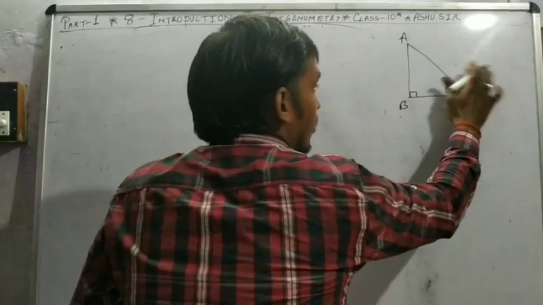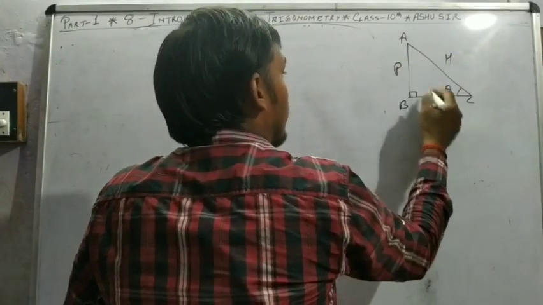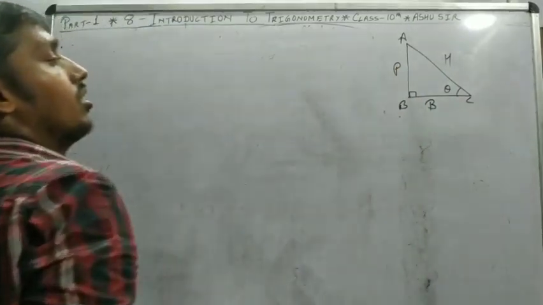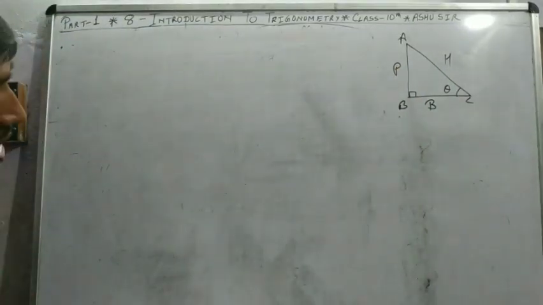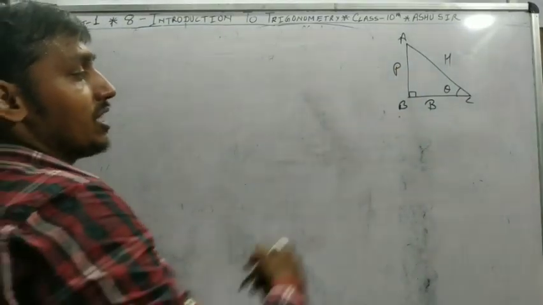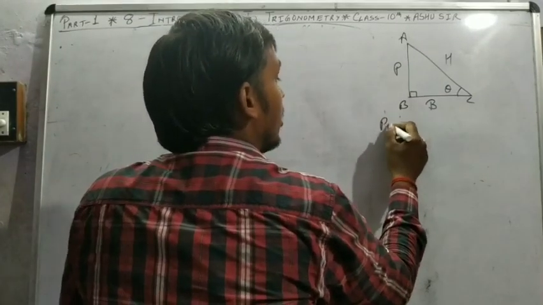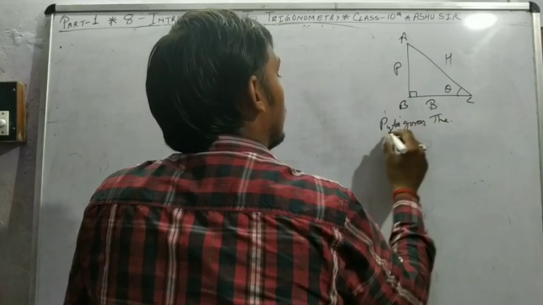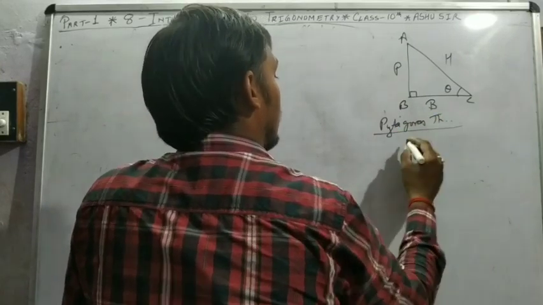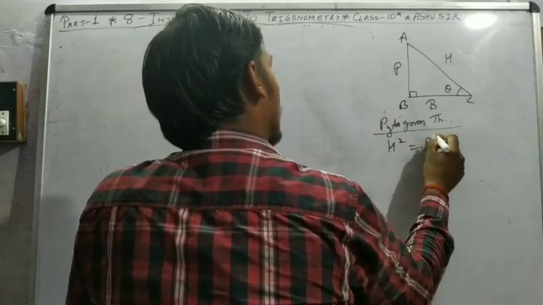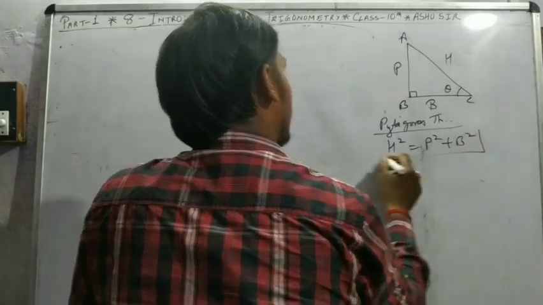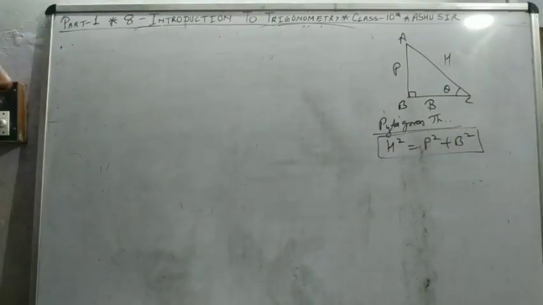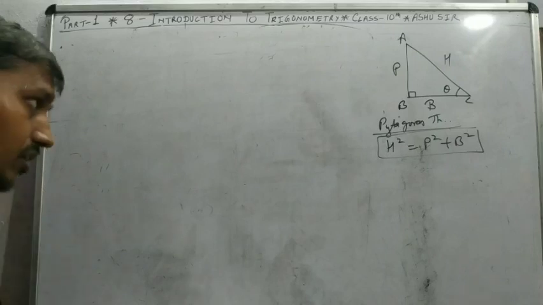So hypotenuse, perpendicular and base. One relationship you must always know in a right triangle is the Pythagoras theorem: hypotenuse square is equal to perpendicular square plus base square. Okay, so take one example.